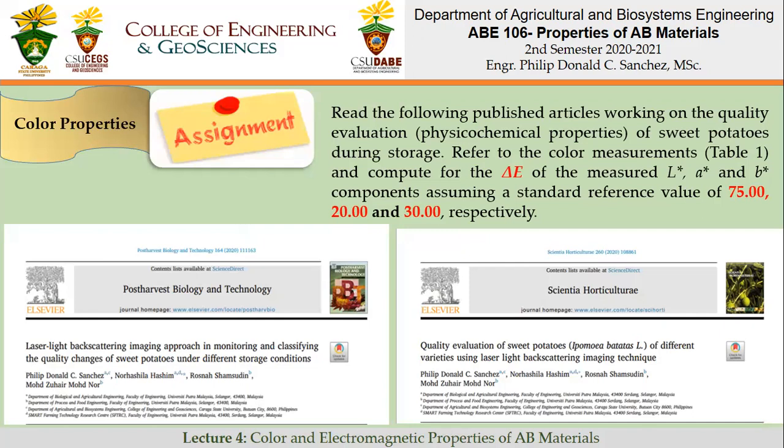You assume that the standard reference value for L is 75, for A is 20, and for B is 30. Assuming that those are your standard reference values for L, A, and B, you can see in this article the tabulated data of the measured L, A, and B. Then you get the color difference in all storage temperatures and all varieties of sweet potatoes. So that is for your assignment.